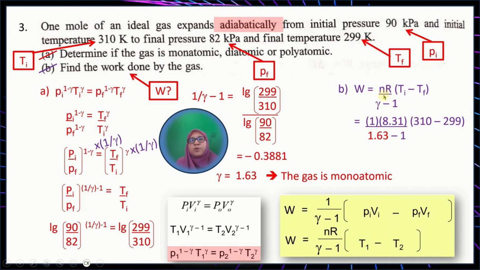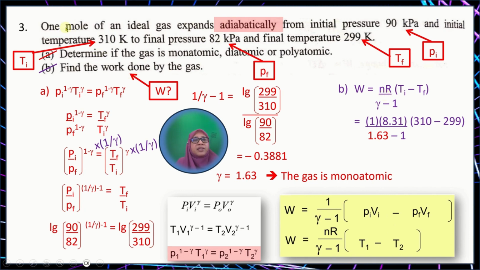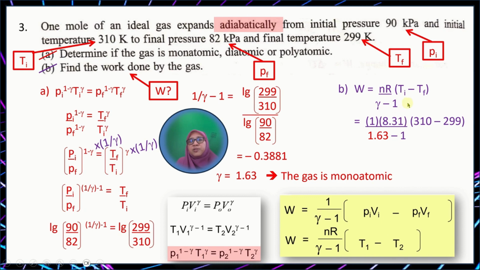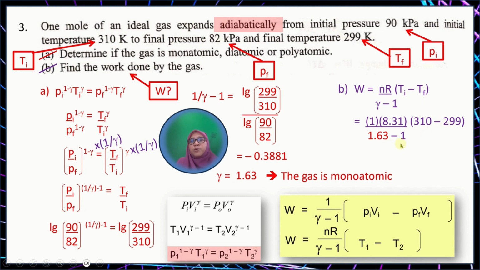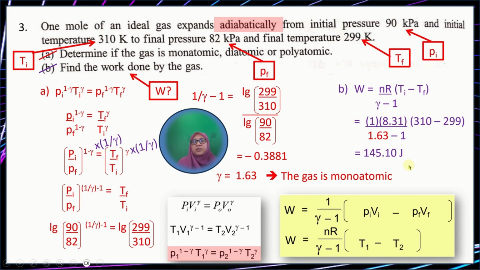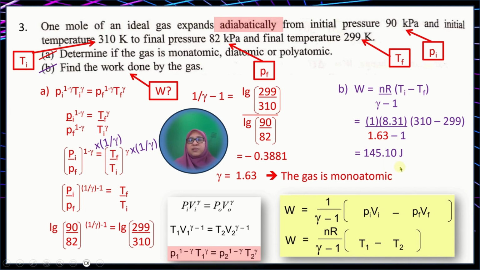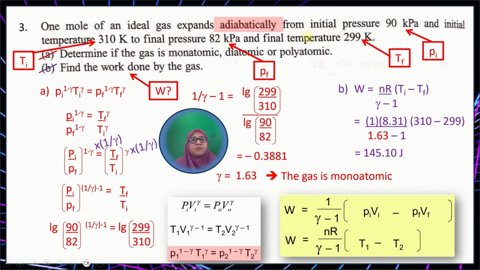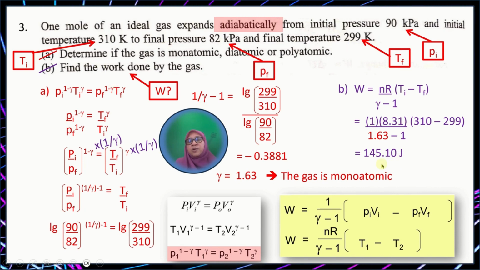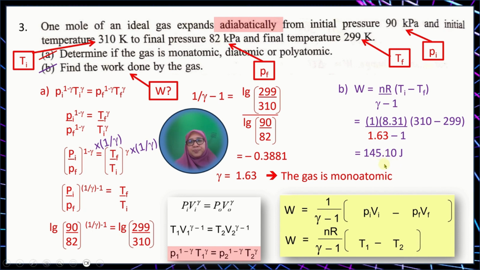Number of moles is 1, given here. R is 8.31, temperature is initial minus final, 310 minus 299, and gamma is 1.63 minus 1. So the answer is 145.10 joule. Round this off to 3 significant figures, so you get 145 joule. Don't write too many significant figures like this one.